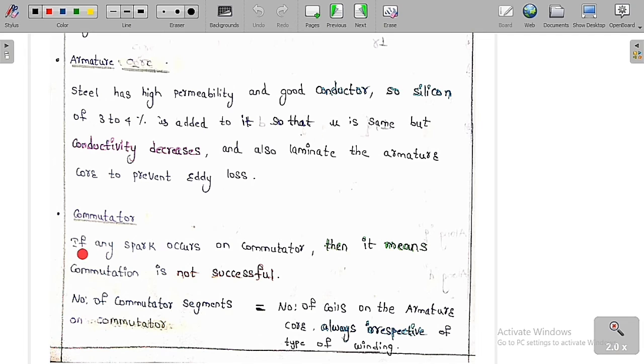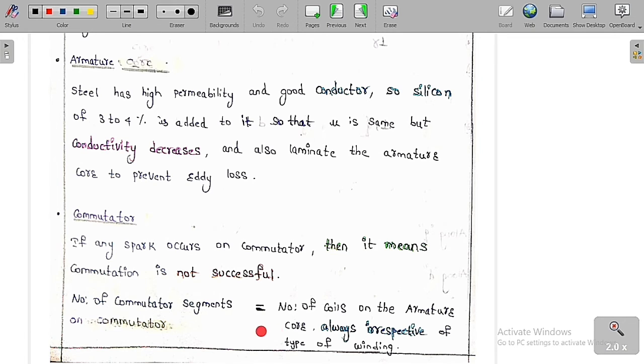See, in the commutator, if any spark occurs on the commutator, then it means the commutation is not successful. Whatever coil is undergoing commutation must not produce any spark. If it produces any spark across the commutator, we can say it is not a successful commutation. If there is no spark, we can say it is a very successful commutation.